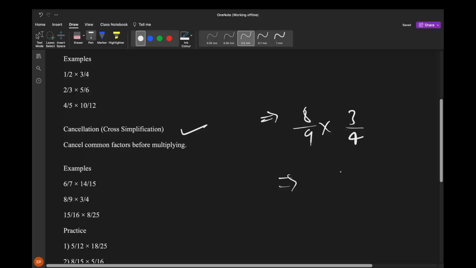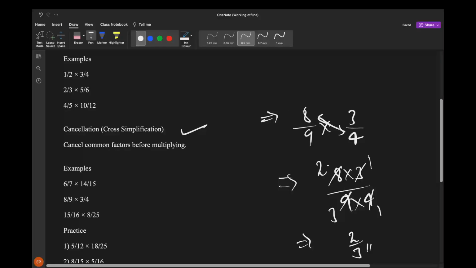But if you multiply, it will become 8 into 3 divided by 9 into 4, right? So here we can cancel. 4 1s are 4, 4 2s are 8, 3 1s are 3, 3 3s are 9. So the final answer is 2 into 1 2, 3 into 1 3. So 2 by 3 is the answer. Like that you can cross cancel. Otherwise, if the given fraction is not in the simplified form, you can simplify and then multiply.